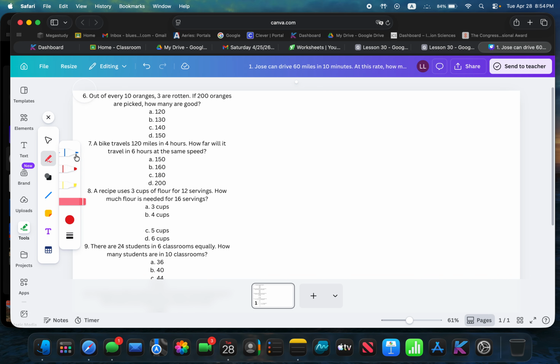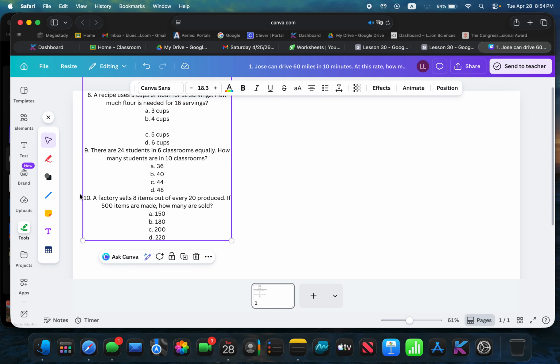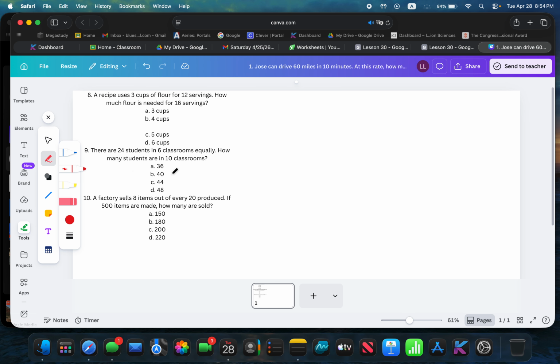There are 24 students in 6 classrooms equally. How many students are in 10 classrooms? So we could divide 24 by 6 to find this set ratio. 24 divided by 6 is 4 students in 1 classroom. Now because there's a total of 10, the answer should be 40 because 10 times 4 is 40.